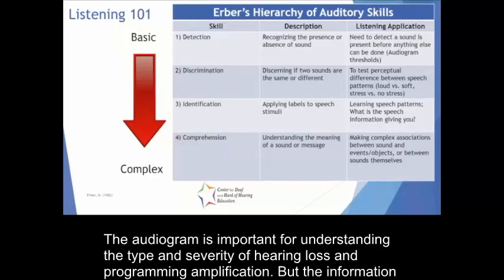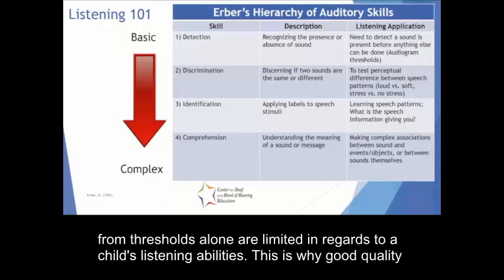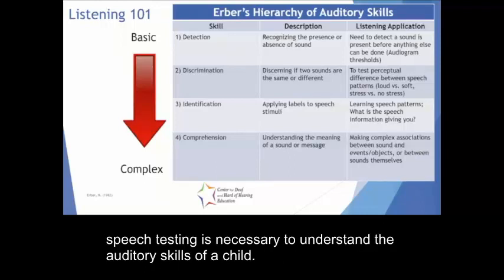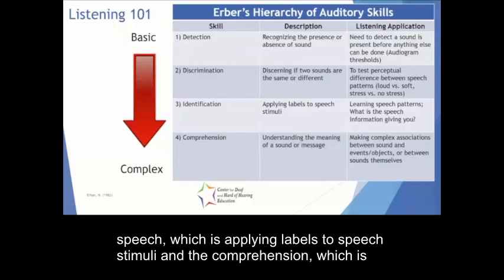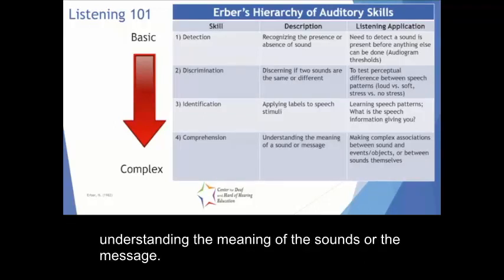The audiogram is important for understanding the type and severity of hearing loss and programming amplification, but the information from thresholds alone is limited in regards to a child's listening abilities. This is why good quality speech testing is necessary to understand the auditory skills of a child. The skills include detection, discrimination of sound, which is discerning if two sounds are the same or different, identification of speech, which is applying labels to speech stimuli, and comprehension, which is understanding the meaning of the sound or the message.